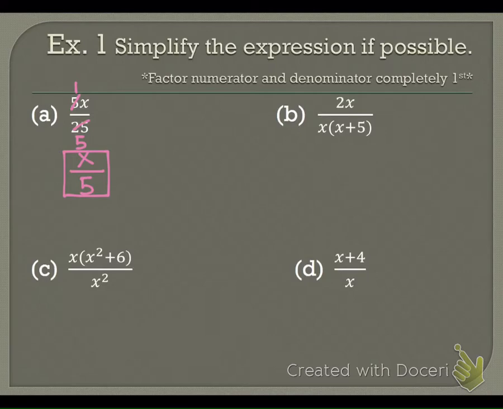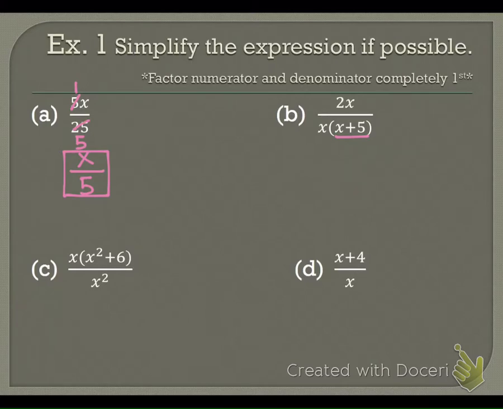Now, look at letter B. Letter B gets a little more complicated. Look at the numerator. Can we factor 2x any further? No. Look at the denominator. We have x times x plus 5. Can we factor the denominator any further? Maybe, okay, because we have a binomial this time, and anytime we have a binomial, we're going to stop and take a look. So we're looking at x plus 5.